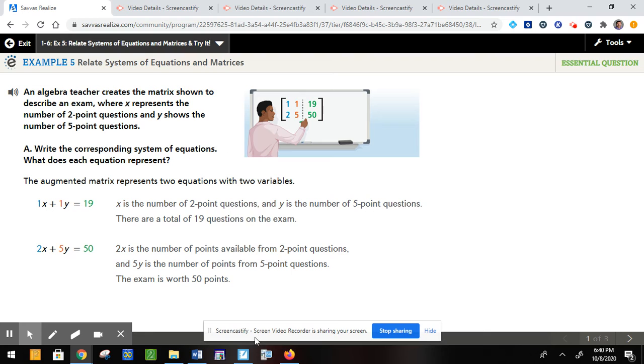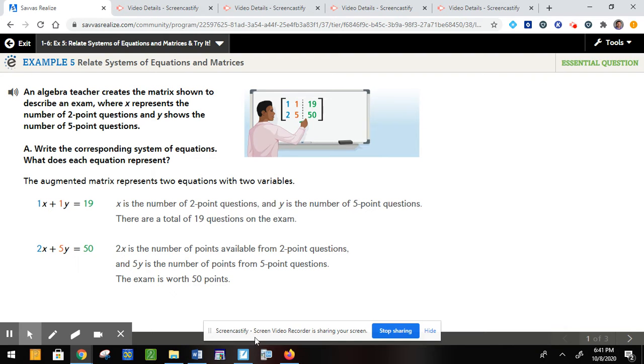So the first equation would be 1x plus 1y equals 19. X is the number of 2-point questions, and Y is the number of 5-point questions. So there are a total of 19 questions on the exam. Okay.